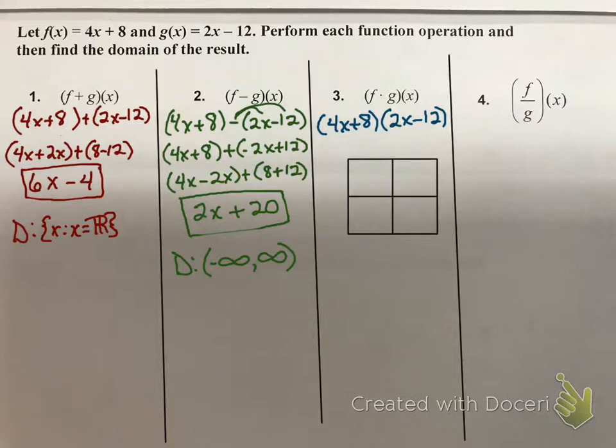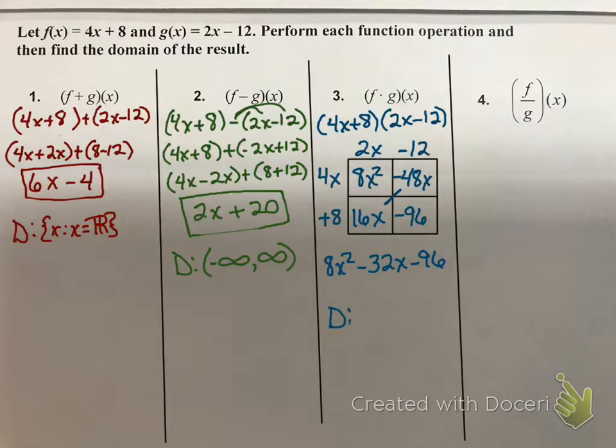Okay, let's redo that one. So f times g, we did the Punnett squares here. We put the first equation down the side, the second equation across the top. We multiplied rows by columns, and we combined like terms. That is a quadratic equation, and it gave us a domain of all real numbers.